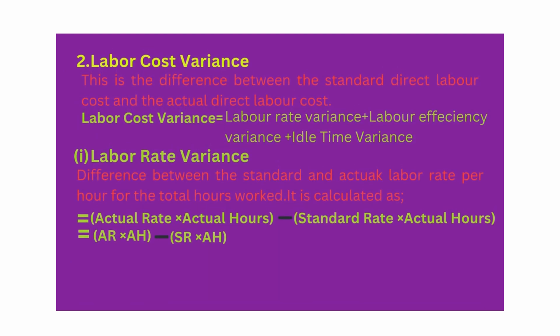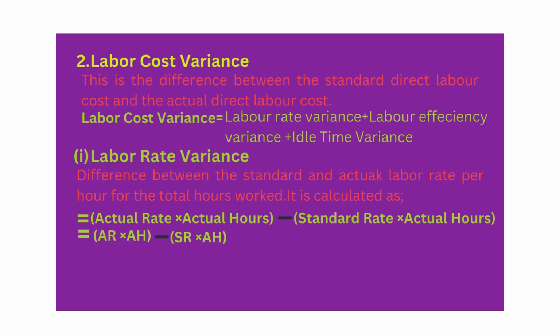Our second subdivision of variance analysis is the labor cost variance. This is the difference between the standard direct labor cost and the actual direct labor cost. Labor cost variance is given by the sum of labor rate variance, labor efficiency variance and idle time variance. Let's start with labor rate variance. This is the difference between the standard and actual direct labor rate per hour. The actual cost is always greater than the standard cost, so that's why it's always advance.